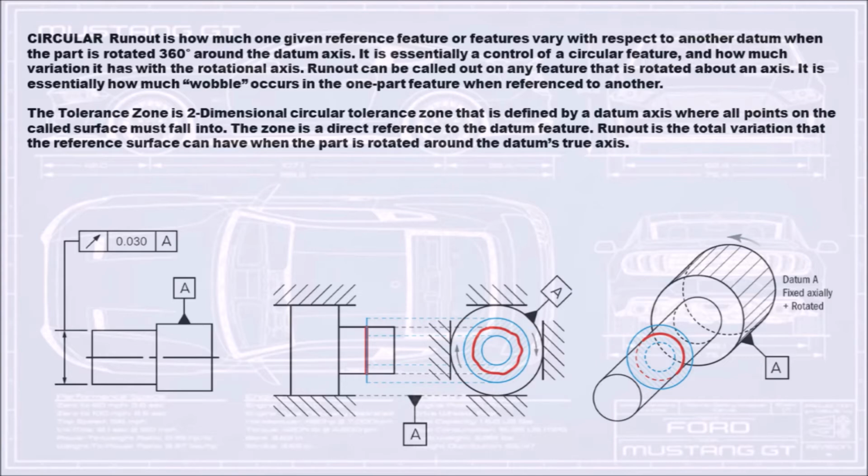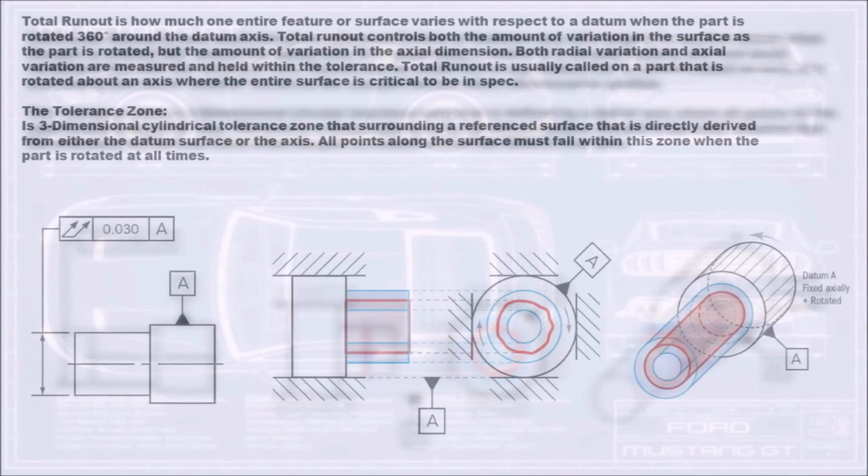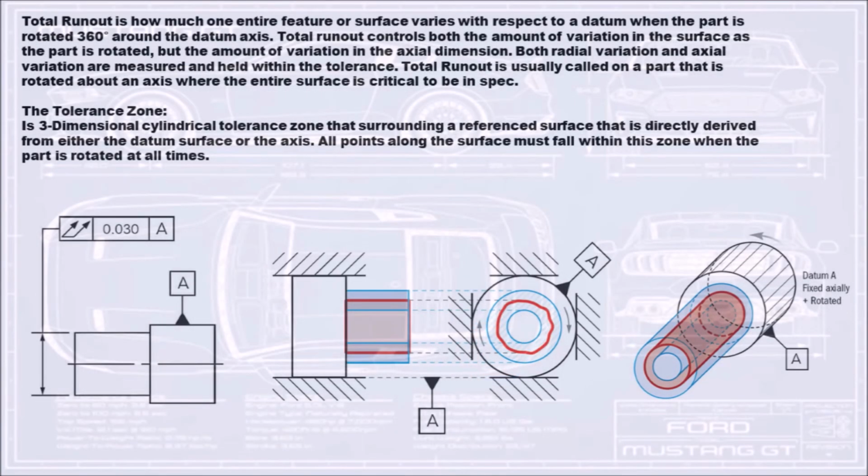Runout is the total variation that the reference surface can have when the part is rotated around the datum's true axis. Total runout is how much one entire feature or surface varies with respect to a datum when the part is rotated 360 degrees around the datum axis. Total runout controls both the amount of variation in the surface as the part is rotated, and the amount of variation in the axial dimension. Both radial variation and axial variation are measured and held within the tolerance.